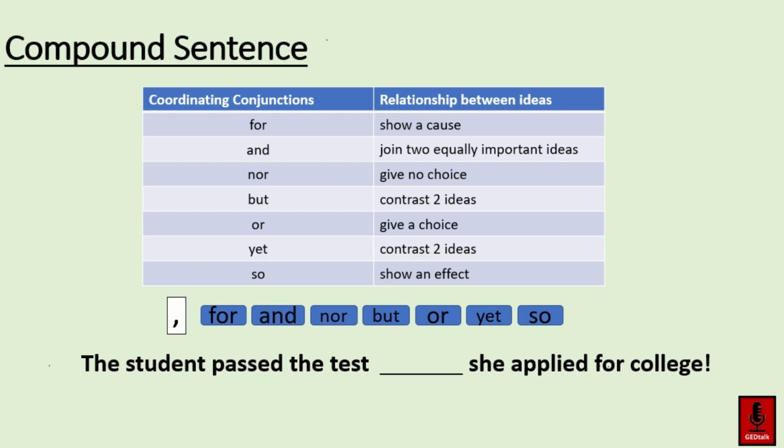So let's look at an example and let's look at how we could test out the different coordinating conjunctions to see if our compound sentence will make sense logically. Because remember, we have two independent clauses. Both of these, the student passed the test and she applied for college, are simple sentences. They have all their parts. We have a noun, verb, objects on both sides. So we want to bring these two together to create the compound sentence.